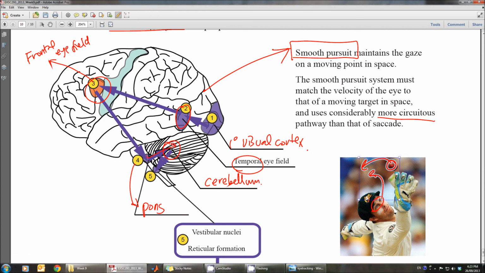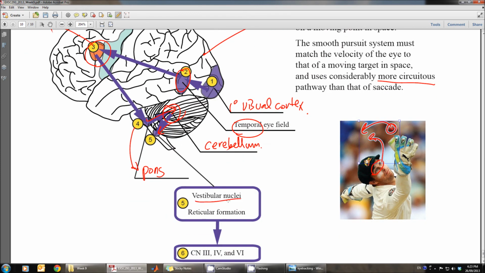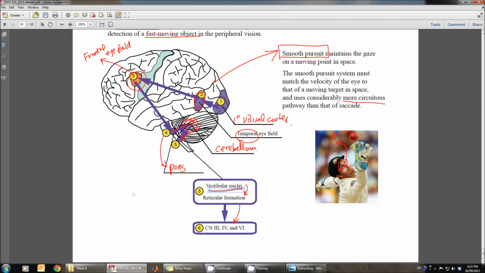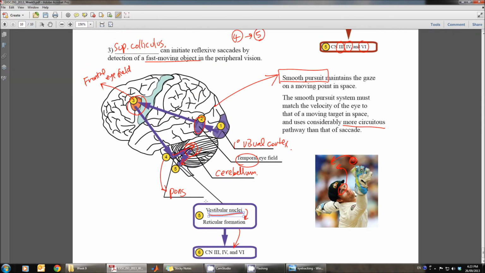It goes to the cerebellum, and the output is calculated from the cerebellum, and the 5 represents the vestibular nuclei, and that information goes to the reticular formation, and finally to the cranial nuclei 3, 4, and 6. So that allows us to track the moving objects in space.